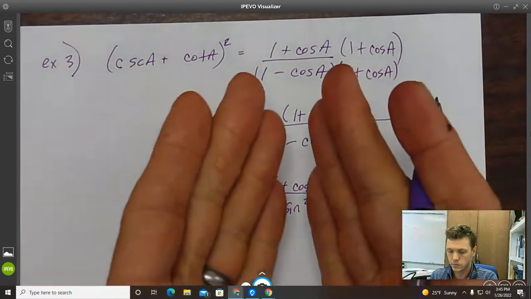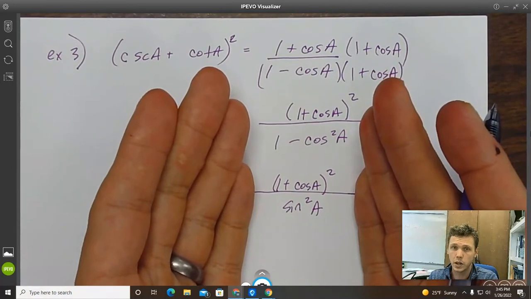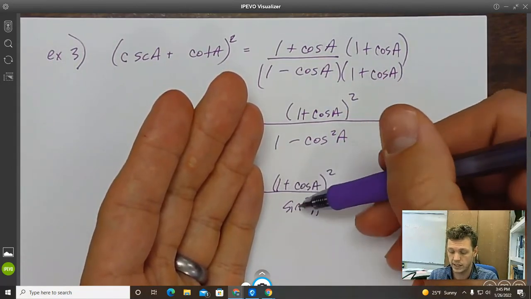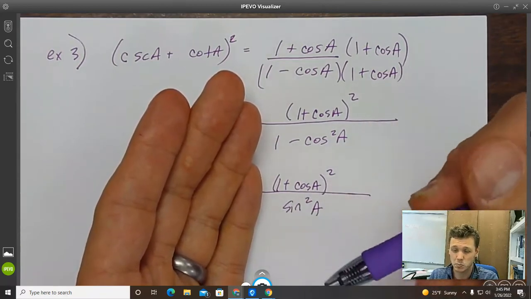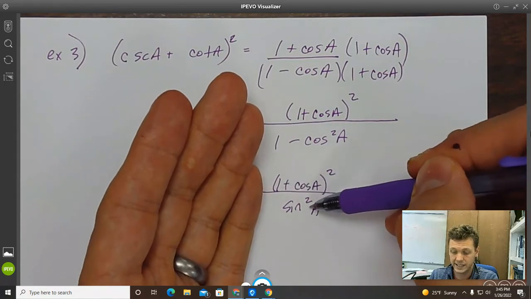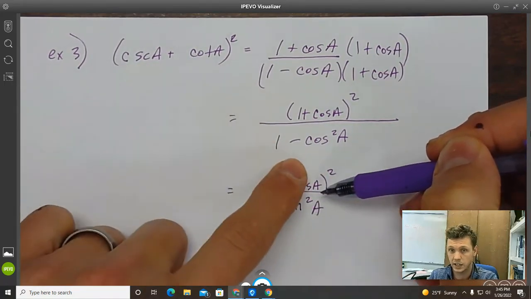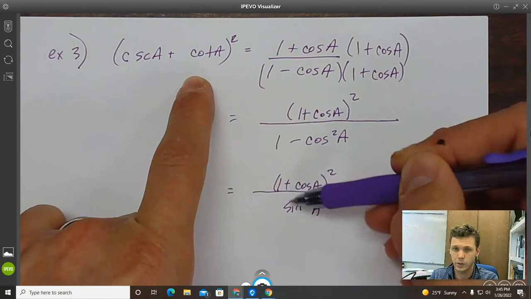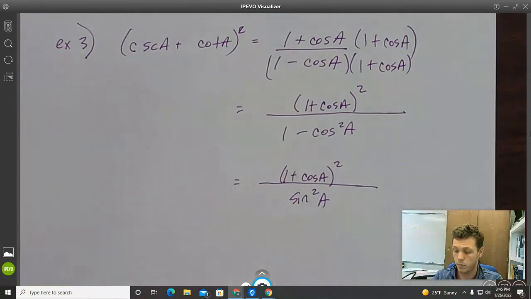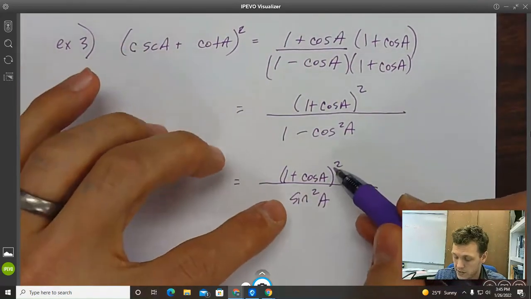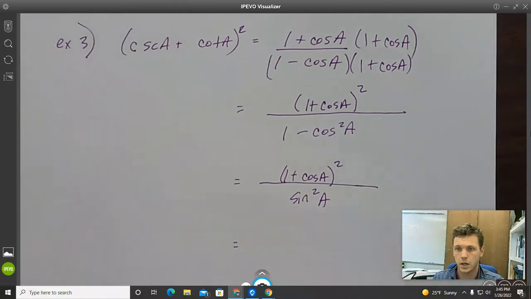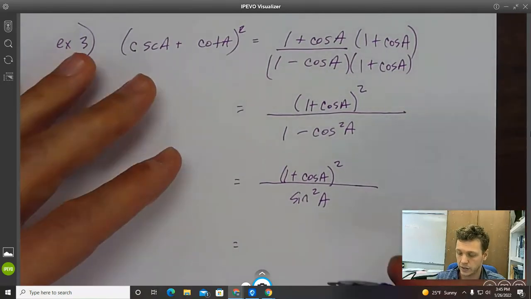Now, realistically, if we look at our numerator, we have 1 plus cosine of a, and in the denominator, sine squared. So we've talked a lot about splitting fractions. I know 1 over sine is cosecant, and cosine over sine is cotangent. But how do I do that if it's squared? Well, we have an algebraic property where when I square a fraction, we square both the numerator and the denominator individually.